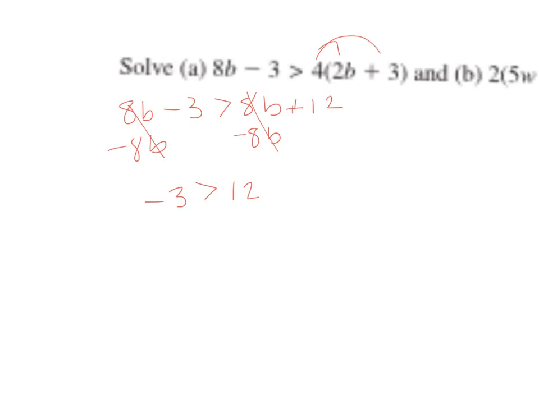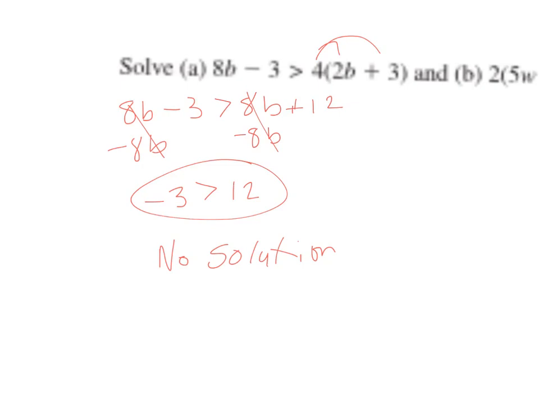And now you want to look to see if this is true. Is negative 3 greater than 12? This is not true, right? So if this is not true, we're going to write no solution. And what that is telling us is that no matter what value you plug in for B, it will never be true. So no matter what you put in for B, it's always going to be the same thing. This side will never be greater than this side. So that one is a no solution.